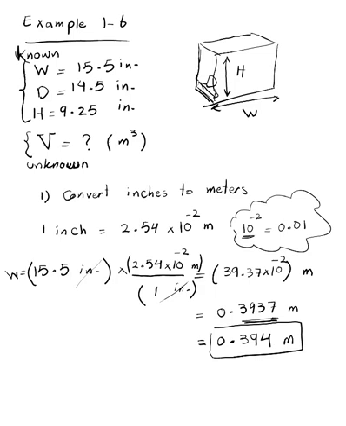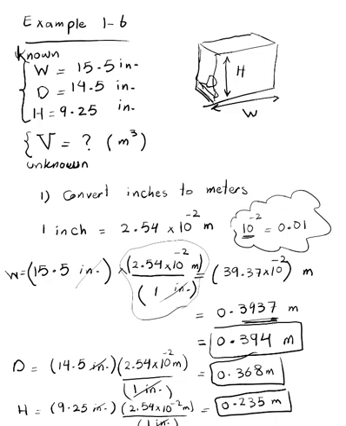If you have already done the reading that I told you to read, on how to round off, you should know how to round this number. Okay, so this was for the width. Now we are going to do the same for the depth and the height. In all of them, I can just use this expression to convert the units. We calculate these very similarly to the width, and I get the depth to be 0.368 meters and the height to be 0.235 meters.